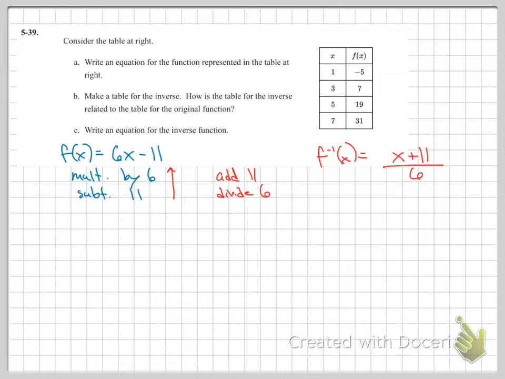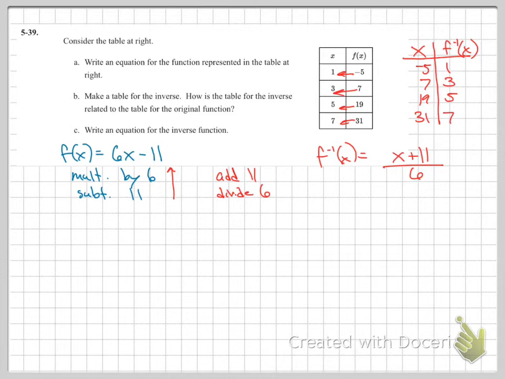And if I was making a table for that, let's just make it right here. X and f inverse of x. Let's just make it easier on ourselves, right? If I plug in negative 5 plus 11 is 6, divided by 6 is 1. If I plug in 7, it's doing the opposite, right? It's supposed to go backwards and give me the original input. So if I plug in 7, I'm going to get 3. If I plug in 19, I'm going to get 5. If I plug in 31, I'm going to get 7.